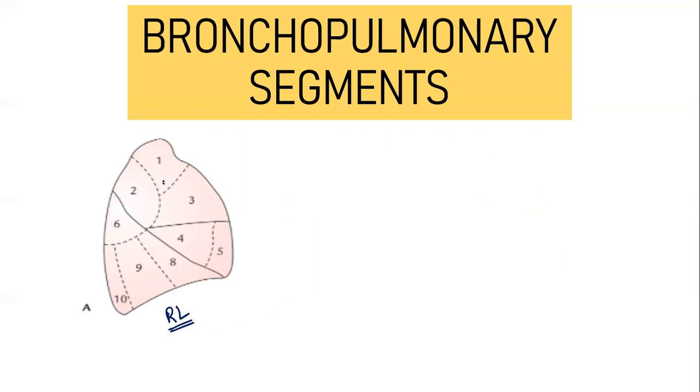Now, this is my superior. This is the right lung, because I've got two fissures, three lobes. Diagrammatically, I can prove this concept. This is the superior lobe. This is the middle lobe. This is the inferior lobe.